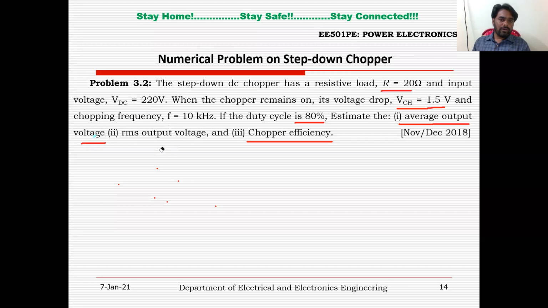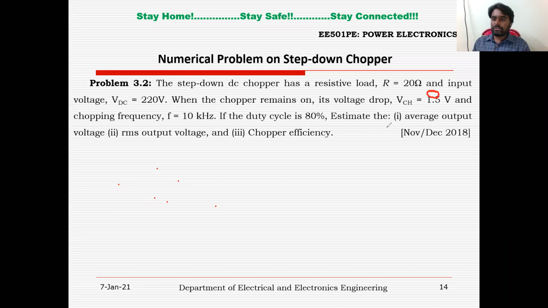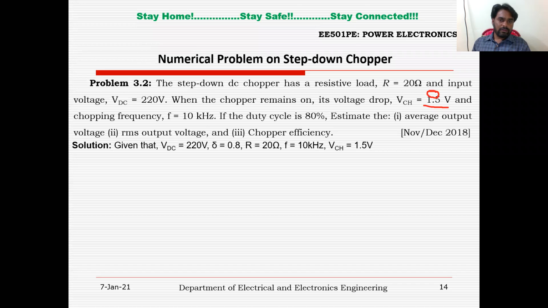Right. Now, when the chopper is an ideal one, voltage across chopper equals 0. Right. If the chopper is ideal, you can say blindly the chopper efficiency is 100%. But due to the presence of some voltage drop across the chopper, which is 1.5 volts, you cannot get 100% chopper efficiency. Now we'll see. So these are the parameters.